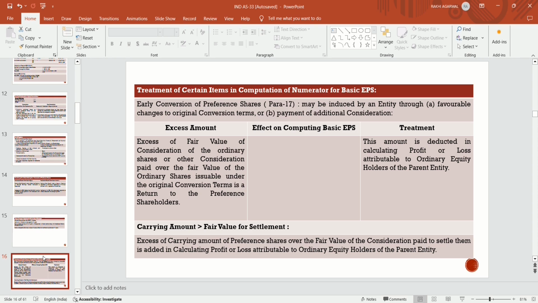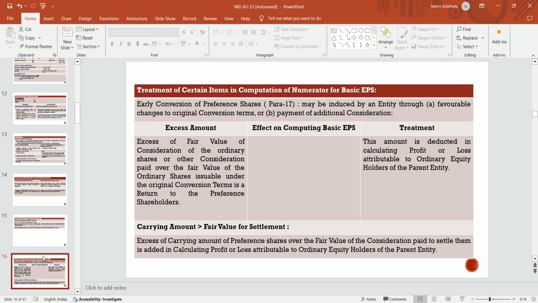Early conversion of preference shares is done by an entity through favorable changes to the original conversion terms or payment of additional consideration. The excess of the fair value of consideration of ordinary shares or other consideration paid over the fair value of the ordinary shares issuable under the original conversion terms is a return to the preference shareholder. If the entity itself takes a step to convert the preference shares before the period prescribed in the original contract, then the entity has to pay an excess amount to the investors.